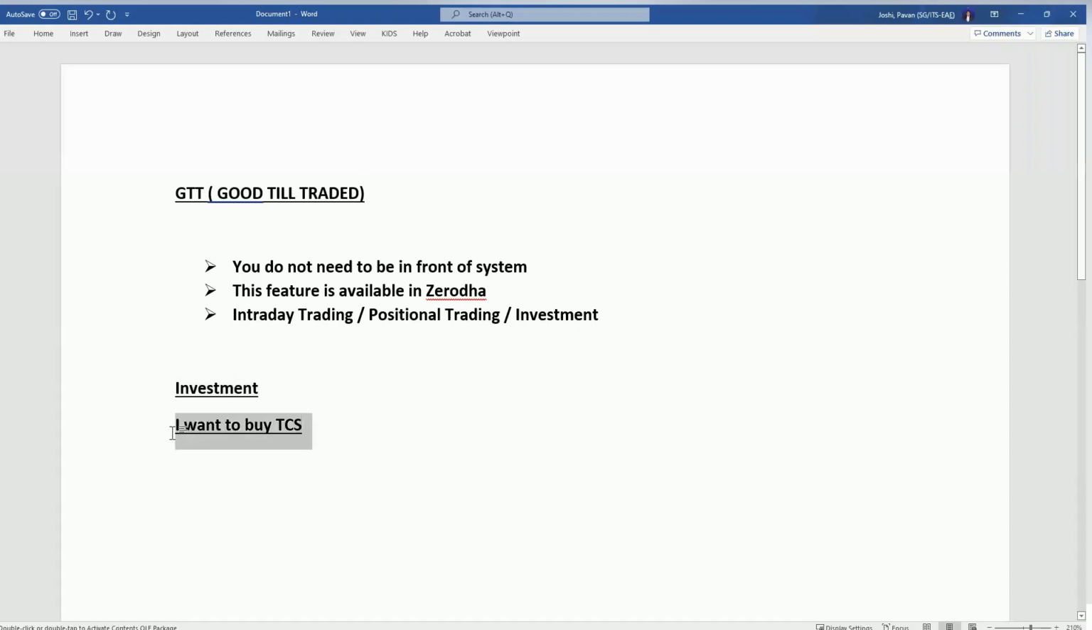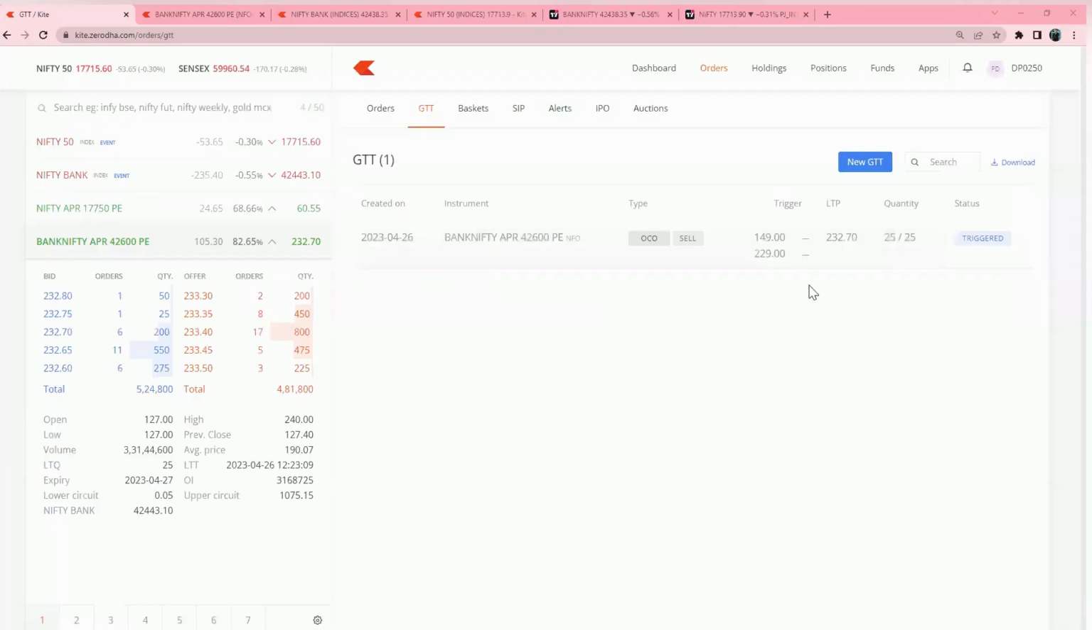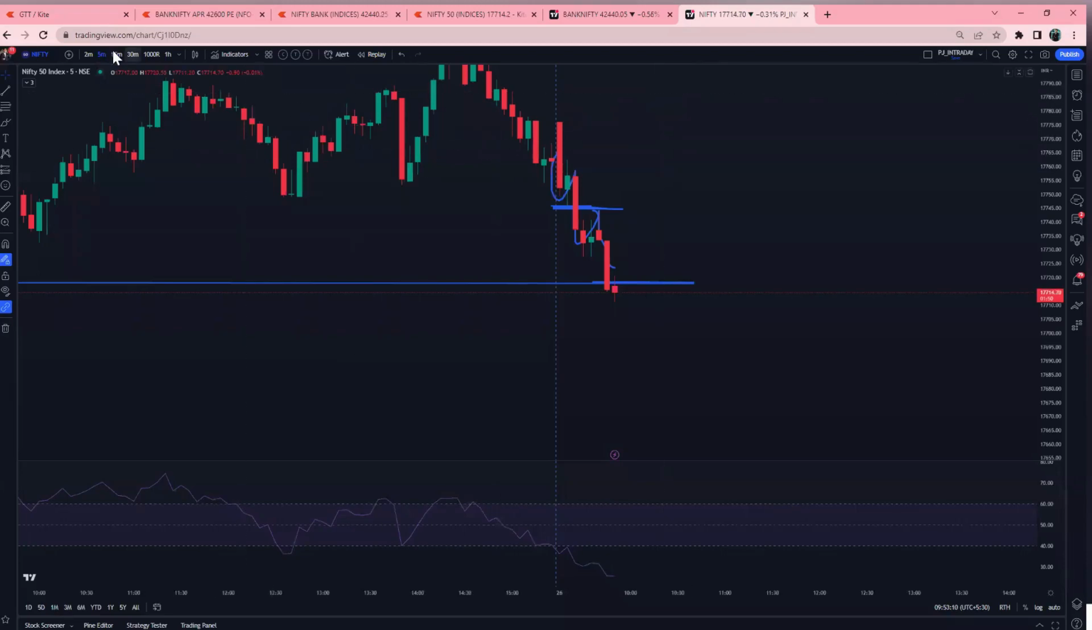Let me take an example. Let's say I want to buy TCS. Tata Consultancy Services is a wonderful company. I want to purchase this and I want to place a GTT order for it. How do I plan this? Let me show you practically.